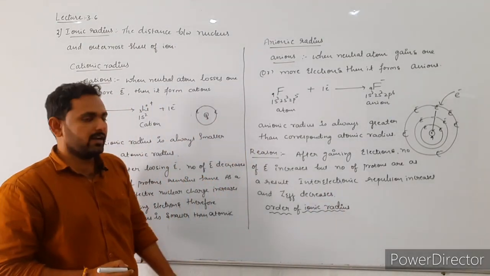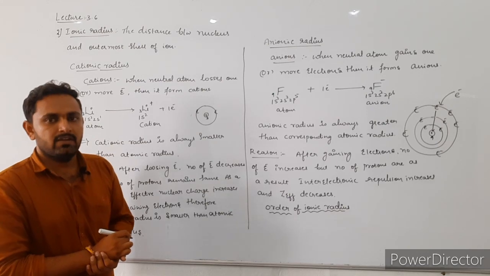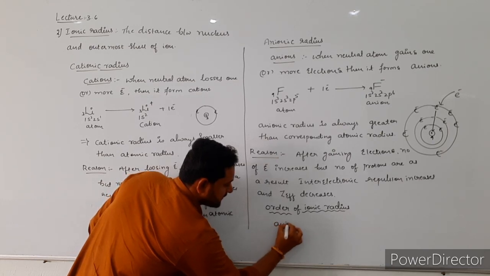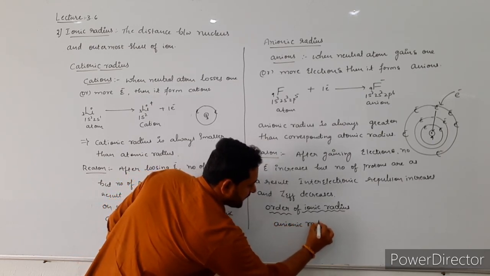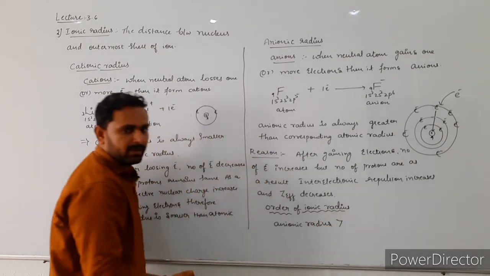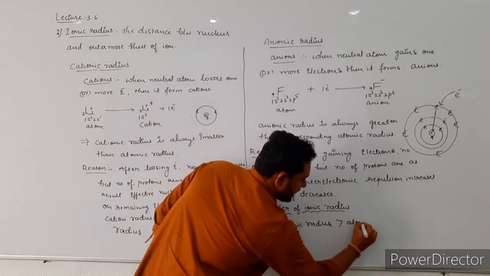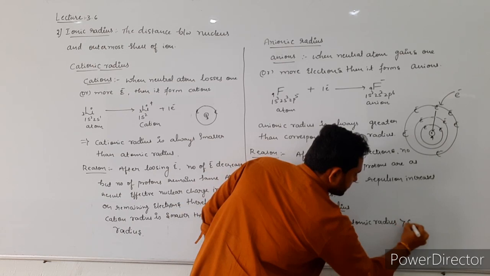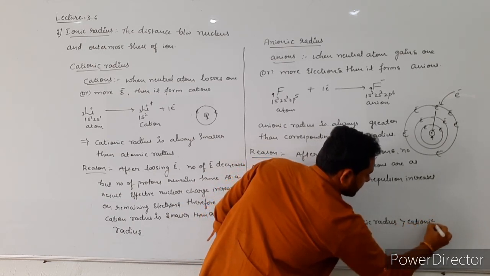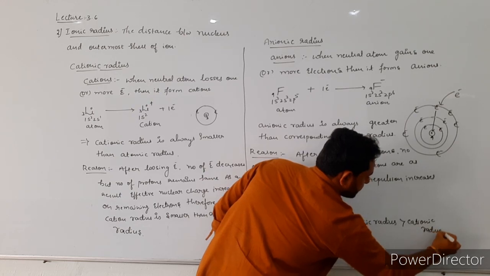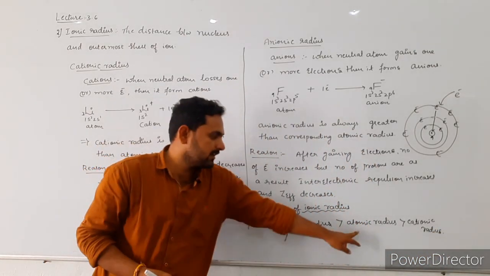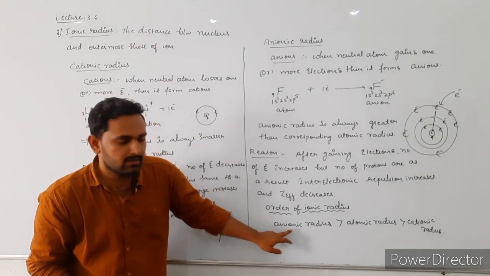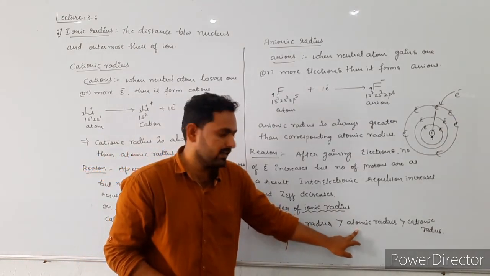Between atomic radius, cationic radius and anionic radius, which has more radius? Anionic radius is more. So anionic radius is greater than atomic radius. Atomic radius is greater than cationic radius. See here, why is anionic radius greater than atomic radius? Because by gaining electrons, interelectronic repulsion increases. That's why anionic radius is greater than atomic radius.